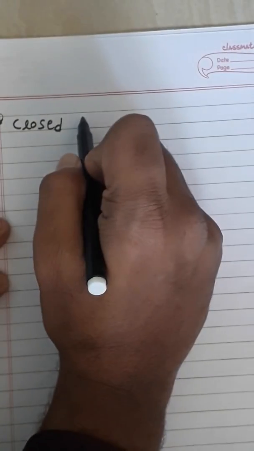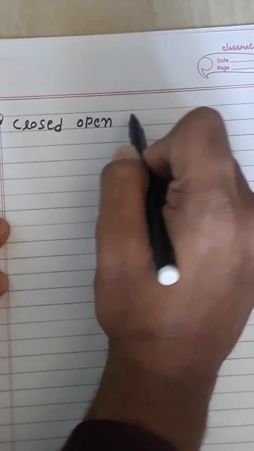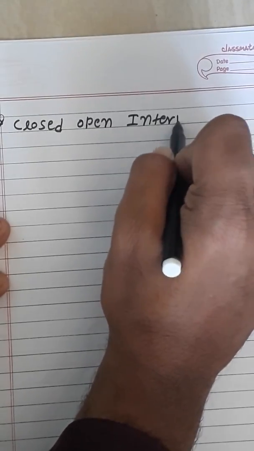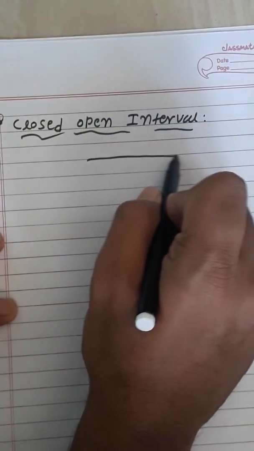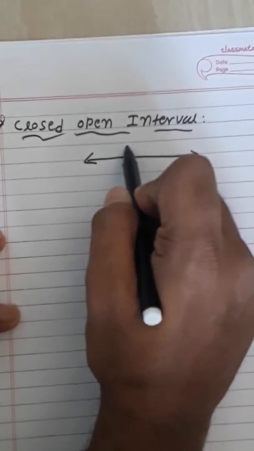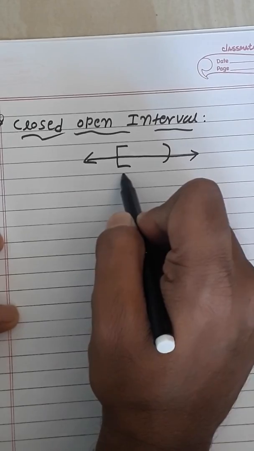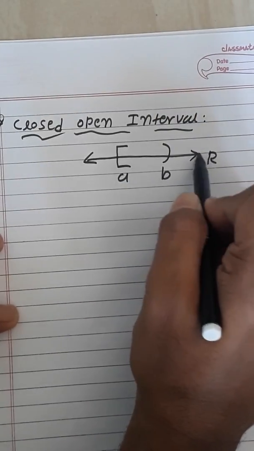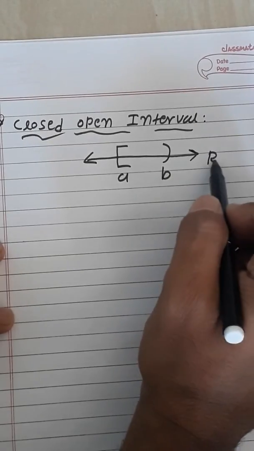Now the next interval is the closed-open interval. In this interval, the first position is closed and the second position is open, so we can write closed-open [A, B). The number line is the real line.